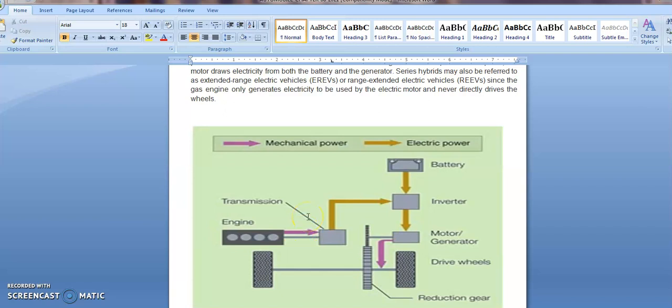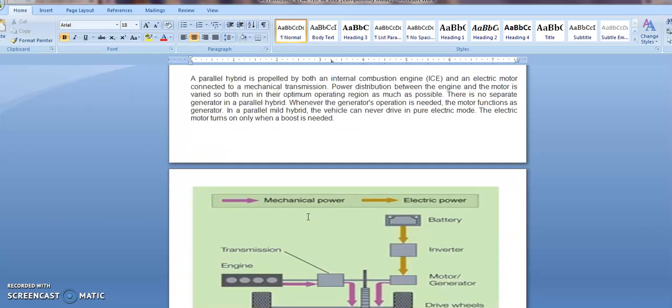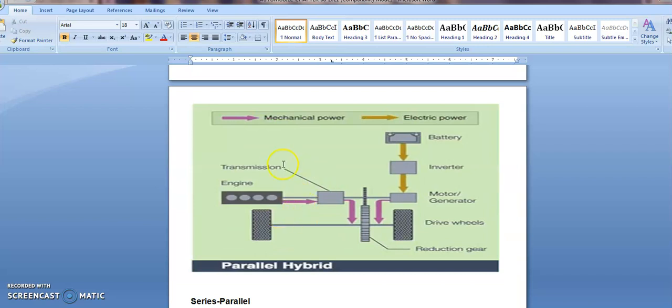Now let us discuss another type, which is known as the parallel hybrid. Here is the diagram of the parallel hybrid. First of all, a parallel hybrid is propelled by both an internal combustion engine and an electric motor connected to a mechanical transmission. Power distribution between the engine and the motor is varied, so both run in their optimum operation region as much as possible.